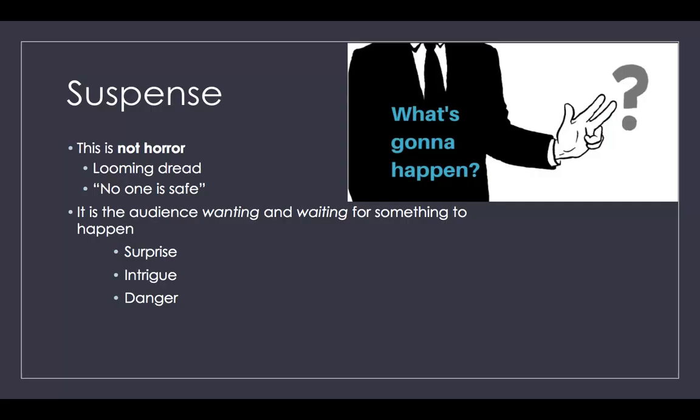Suspense, going a little deeper into that, it's not the suspense of horror. If you remember Gothic horror, we had gloom and doom. It is not the gloom and doom horror, the no one is safe. It's not that looming dread.